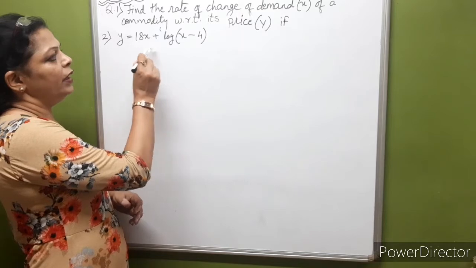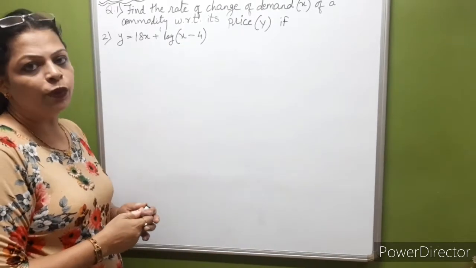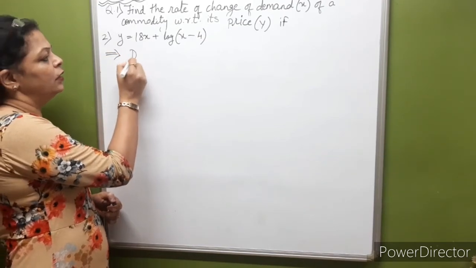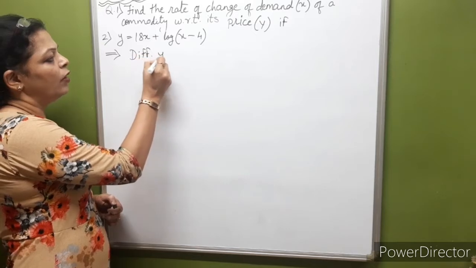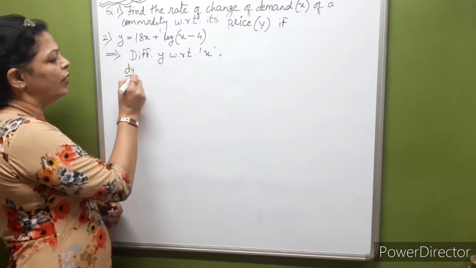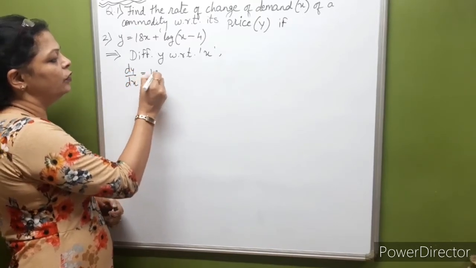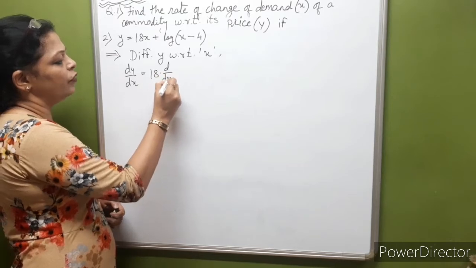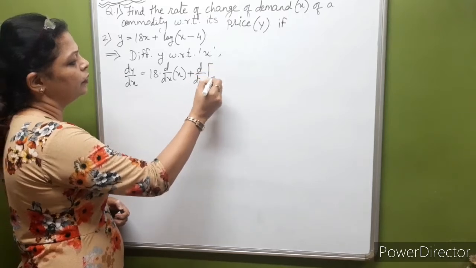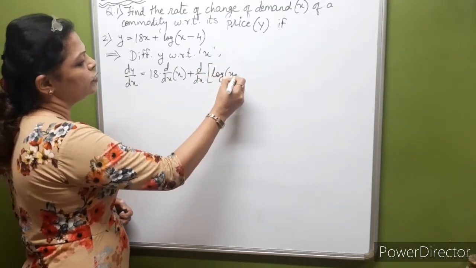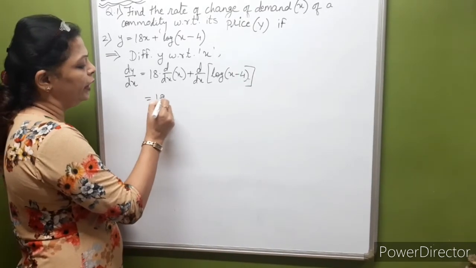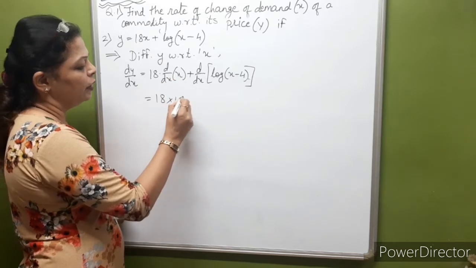y is equal to 18x plus log of x minus 4. So as usual, first let us differentiate y with respect to x. So differentiating y with respect to x, you will get dy by dx is equal to 18 into d dx of x plus d dx of log of x minus 4. Right? So this is 18 into derivative of x is 1 plus.